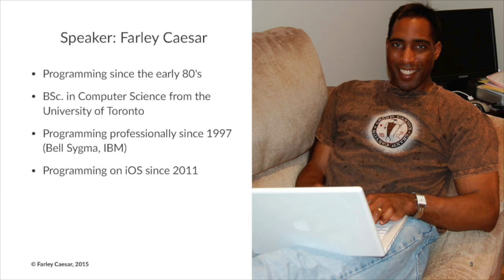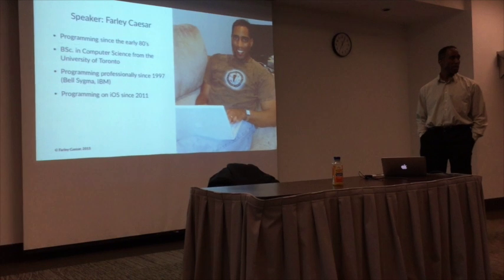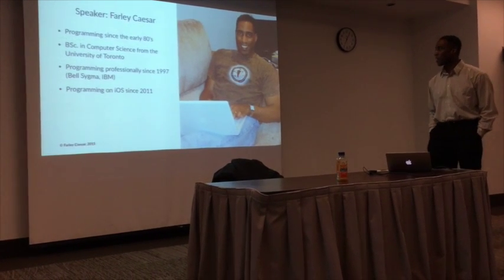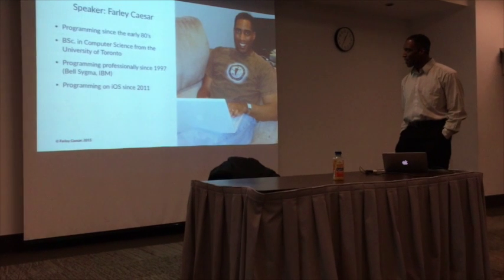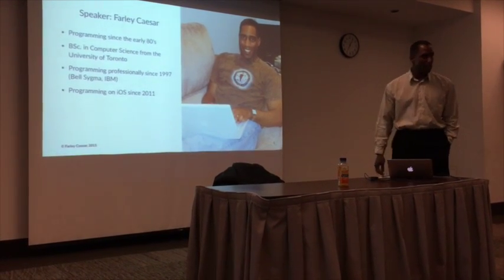Who am I? As you heard, my name is Farley Caesar. I've been programming since the early 80s, so probably a little older than I look, I hope. I graduated in comp sci from U of T, and have been programming professionally since 97, so far back there, with Bell Sigma and IBM as well. I'm a solution architect right now at RBC, so I don't do a lot of coding in my day job, but that's going to change soon. And I'll get into that maybe later. And I've been programming on iOS since 2011.